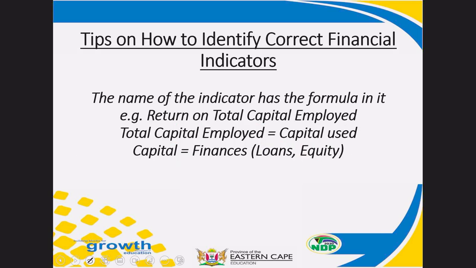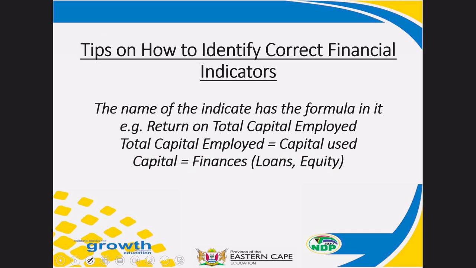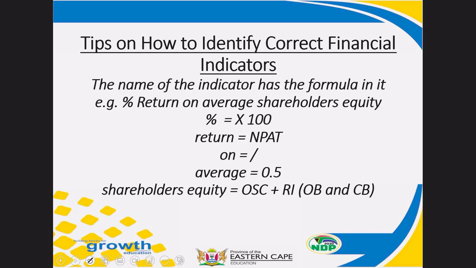The next one, return on total capital employed. Total capital employed refers to capital used, capital, finances, therefore loans and equity. The next one, the percentage return on average shareholders' equity, percentage times 100, return, net profit after tax, divided by average, 0.5. Shareholders' equity is the ordinary share capital plus the retained income, the opening and the closing balances.